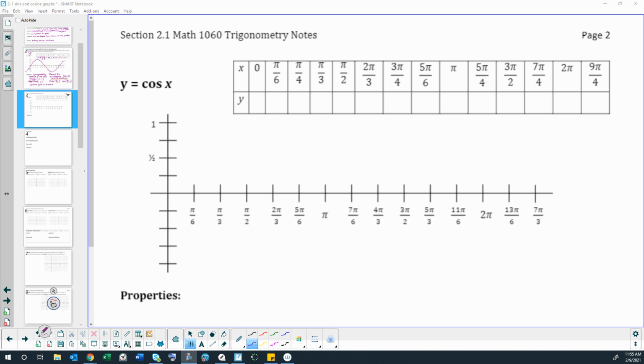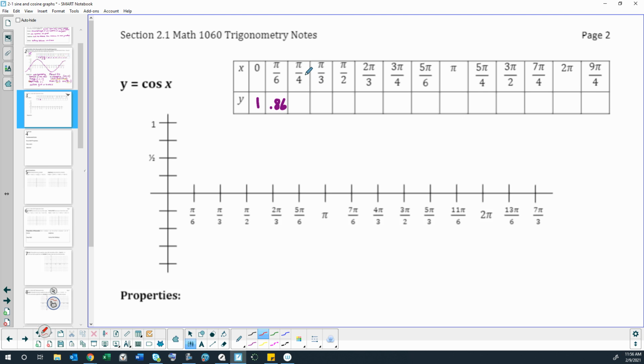Let's look at our cosine function. So this time, remember, some of those numbers that we did for sine are switching. So the cosine of 0 is 1, right? And the cosine of pi/6 is that square root of 3 over 2. So what was that? 0.86.